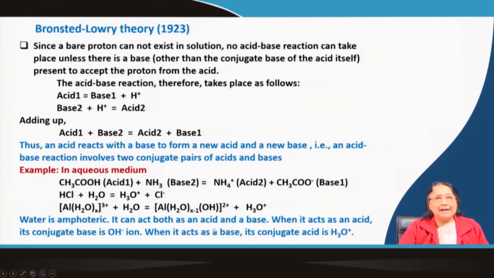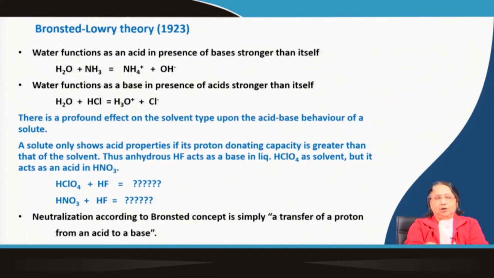We also know that water is amphoteric. So, water can act both as an acid and a base. When it acts as an acid, its conjugate base is the OH minus ion. When it acts as a base, its conjugate acid is the hydronium ion. This is very simple. Now, here it is shown water functions as an acid. So, it will give a proton and ammonia will be a base. So, it takes up a proton to form the ammonium ion. So, from water the OH minus ion is produced, and from ammonia the ammonium ion is produced. Water can function as a base.